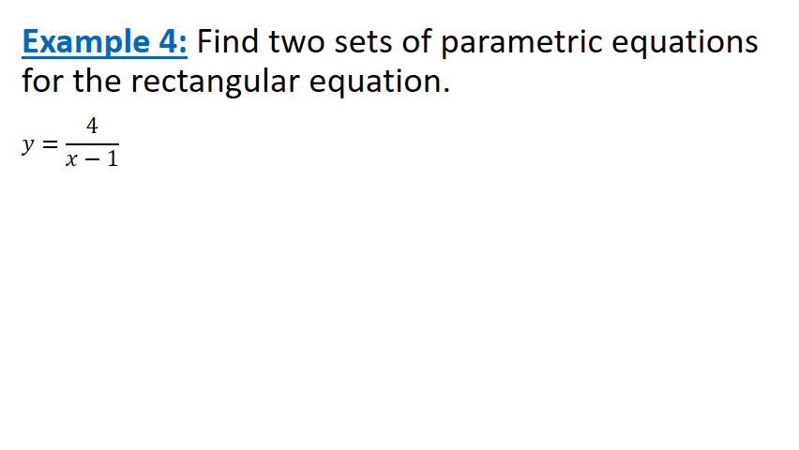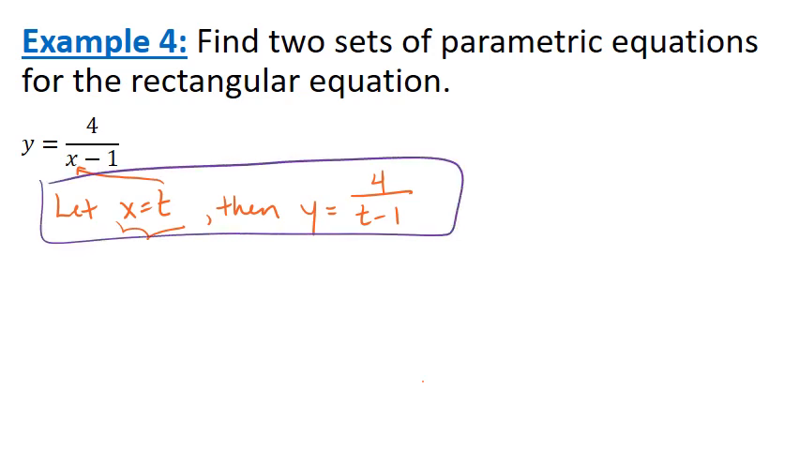For example, I'm going to say let x equal t. Okay, well, if x is t, this is my first parametric equation. First of 2, x equals t. Awesome. Now I need to find what y should be. Well, if x is t, then I just plug t in for x. So that means y is equal to 4 over t minus 1. Guys, I'm already done with one of my sets of parametric equations. Boom. That's the easiest to do, is let x be t.